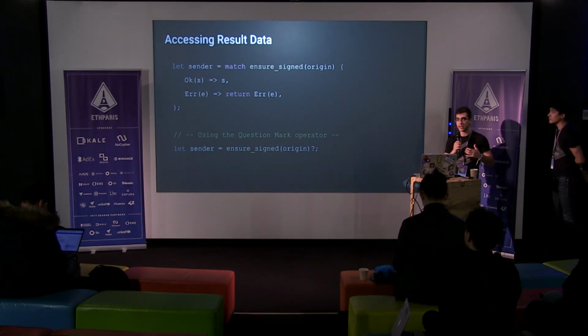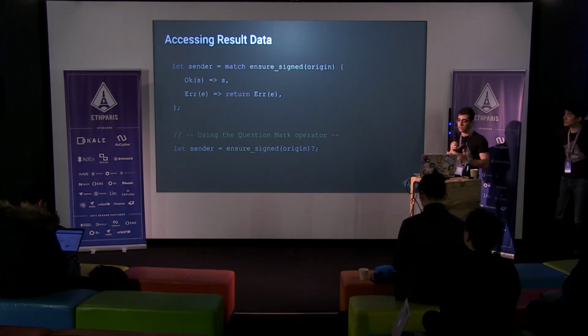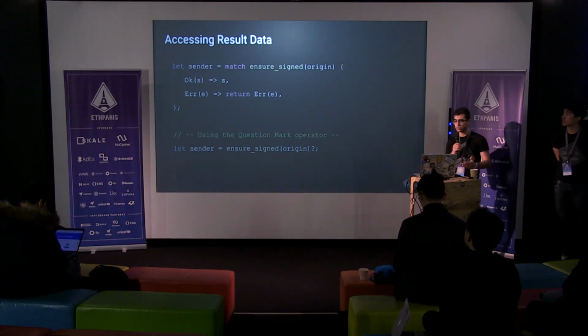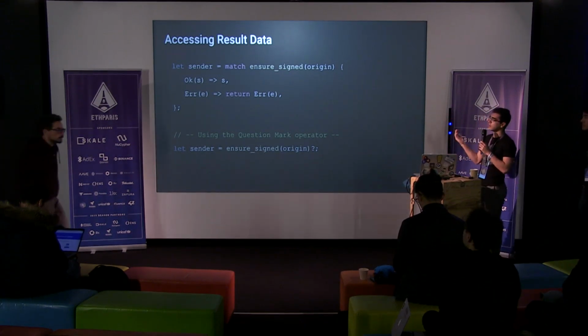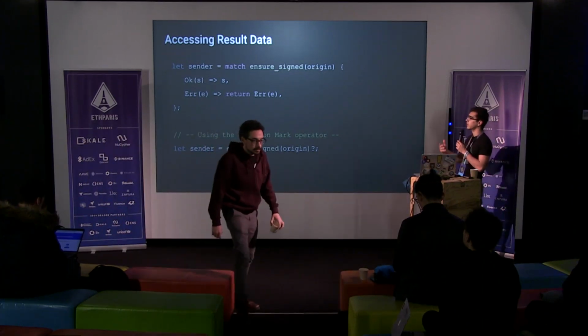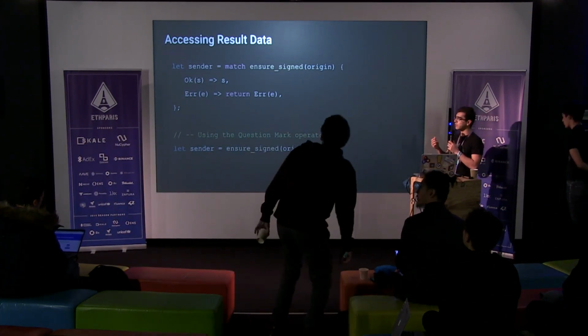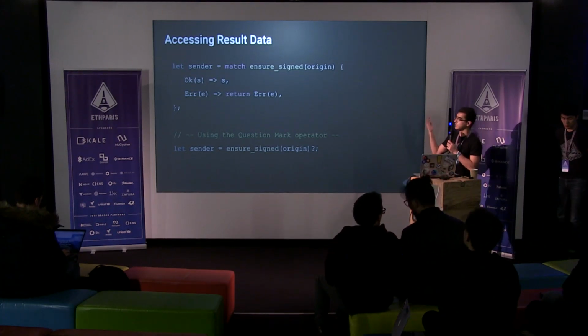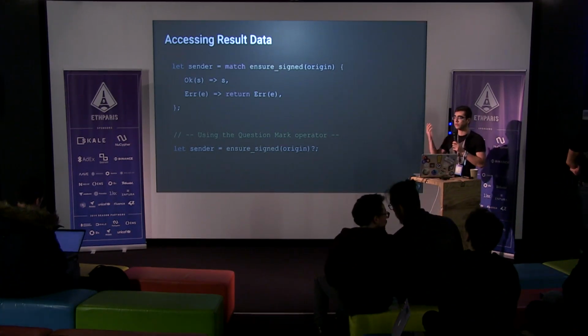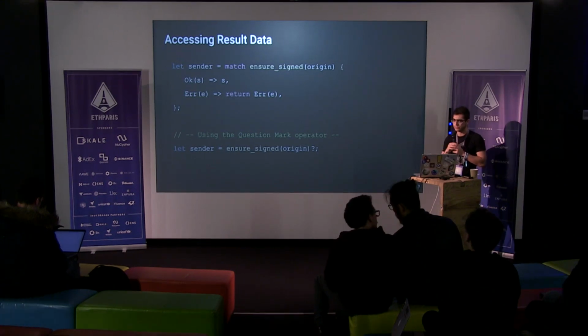So there are two ways to get access to that data within the Result. The more verbose way is what you see at the top. You can see that the ensure_signed function, which we saw earlier, returned a Result. So we need to be able to get the value within. If it was Ok, we'll just return s, which is the sender. And if not, we can return an error, and anybody upstream can handle that accordingly.